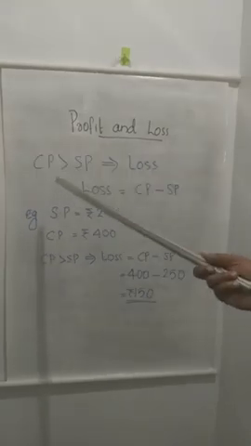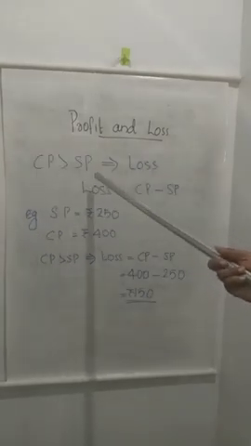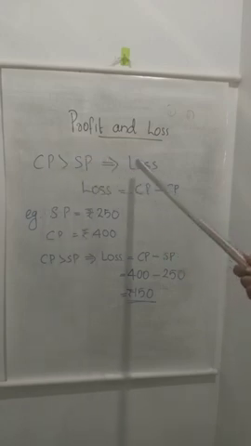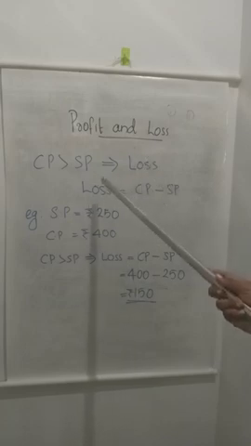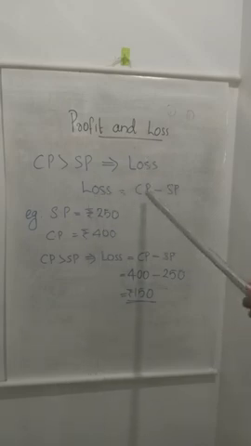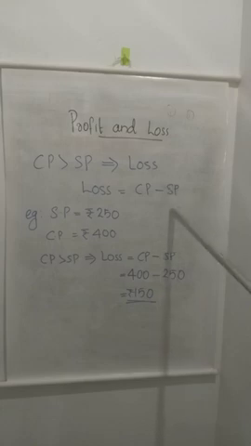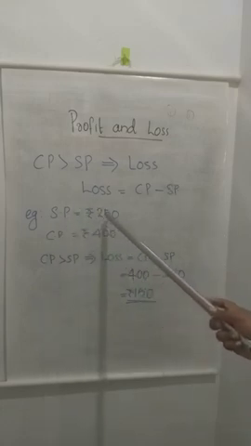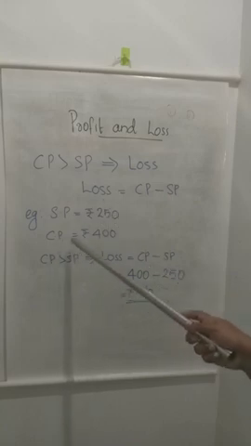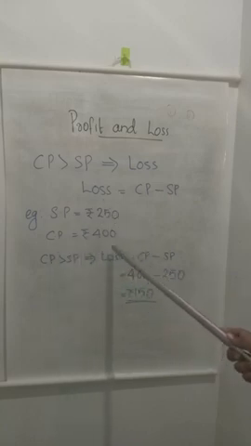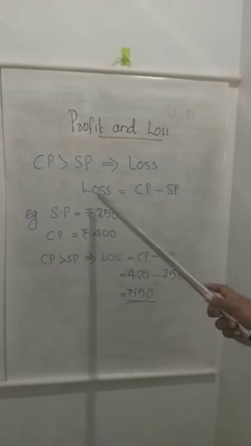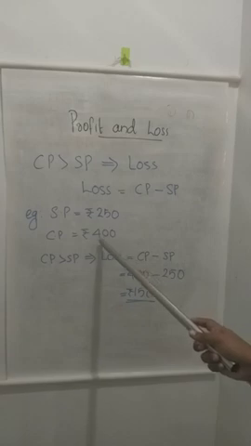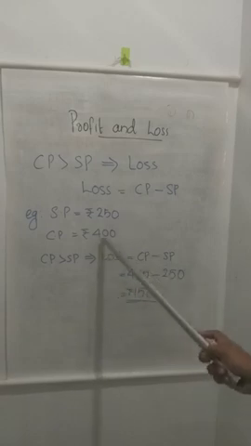What happens when CP is greater than SP? When cost price is greater than the selling price, we have a loss. So how can we calculate loss? Loss is equal to cost price minus selling price. Look at this example. Selling price is equal to rupees 250. Cost price is rupees 400. So here which is greater, CP or SP? Here cost price is greater. So what happens? We have a loss.